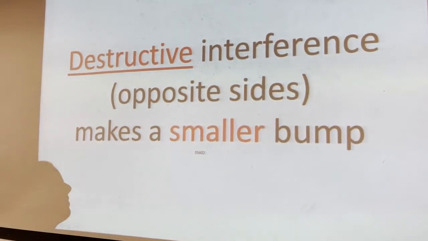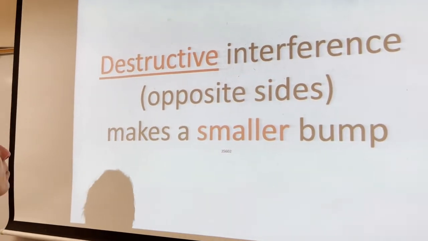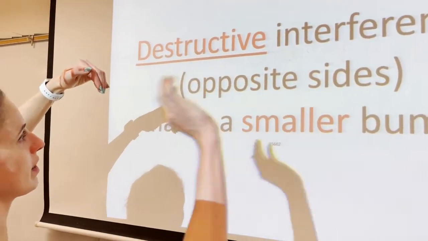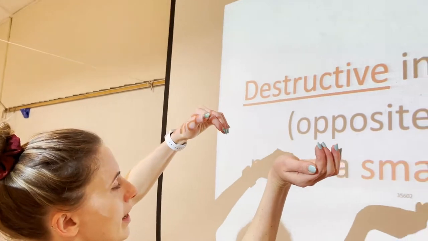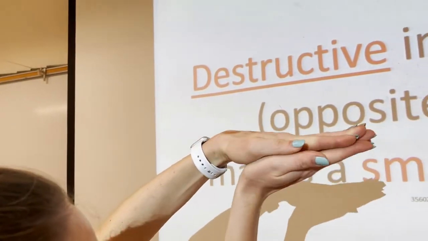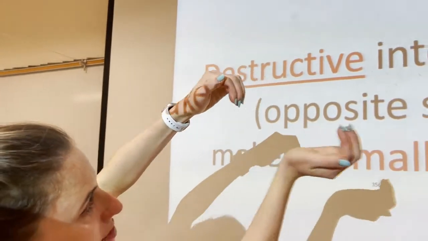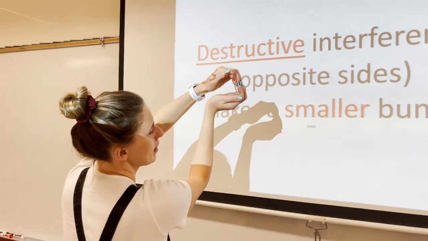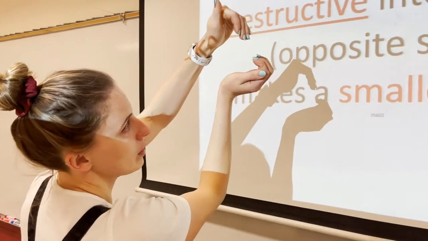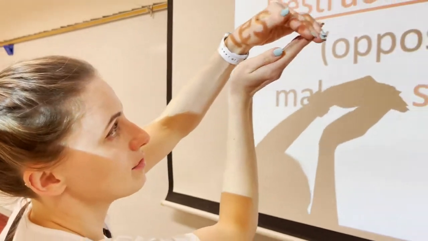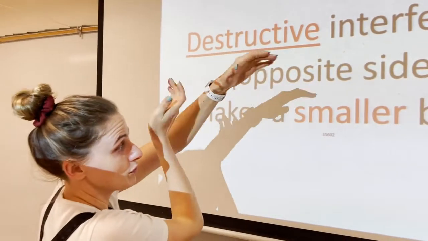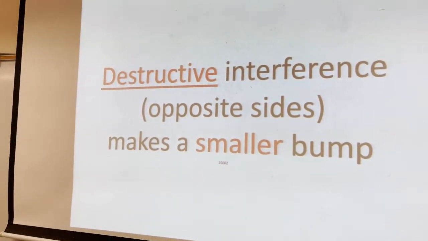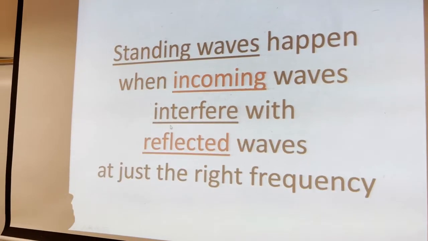And destructive interference on opposite sides. So you've got one wave coming this way, the other wave is coming this way, and when they come in, they can cancel each other out if one is positive and one is negative. Now one might be bigger, one a little smaller, but we still are going to have some canceling out of some sort, and then they move through each other. Makes a smaller bump or nothing.